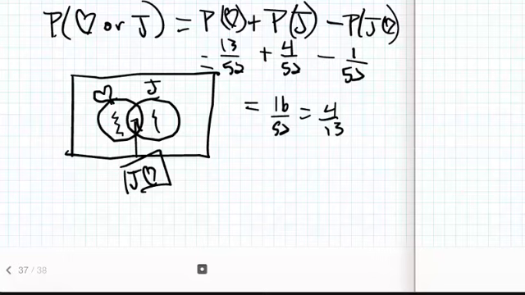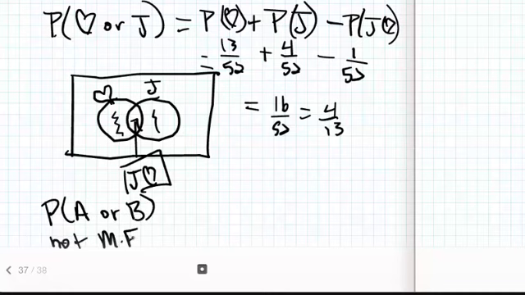So what we need is a rule. Let's write my rule right down here. The probability of A or B, and in this case, we're not mutually exclusive. We have overlap. All right?